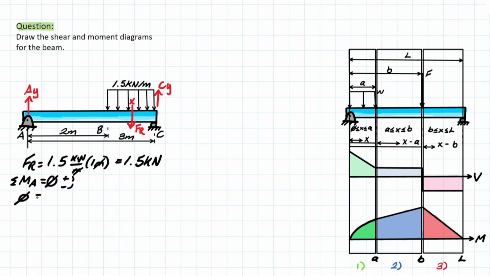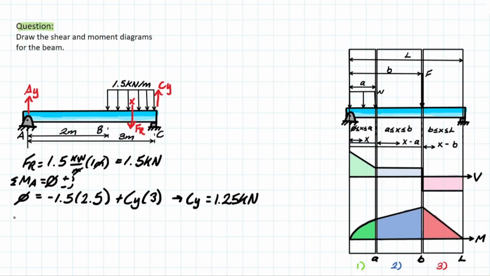And solving, it is going to be the negative 1.5 because it's creating a clockwise rotation about that point. And it's 2.5 meters away. Why 2.5? Because 2 plus half of 1 is 0.5. 2 plus 0.5, you get the idea. And then CY as well, which is 3 meters away from that point, meaning that when we solve for CY, we will be left with 1.25 kilonewtons.